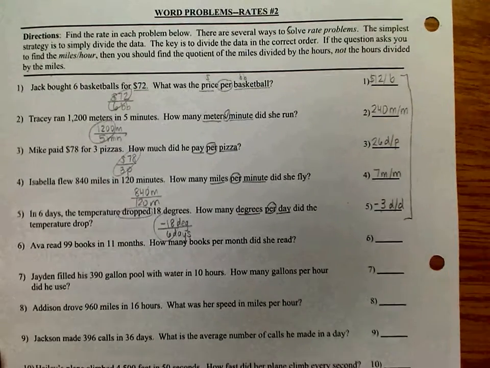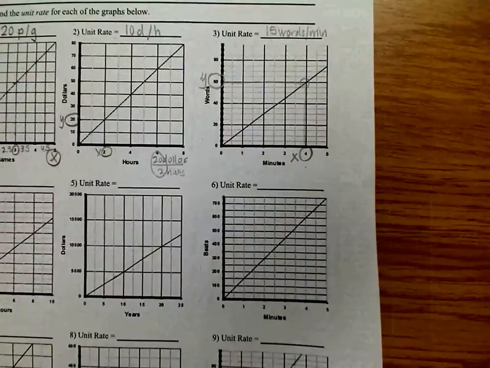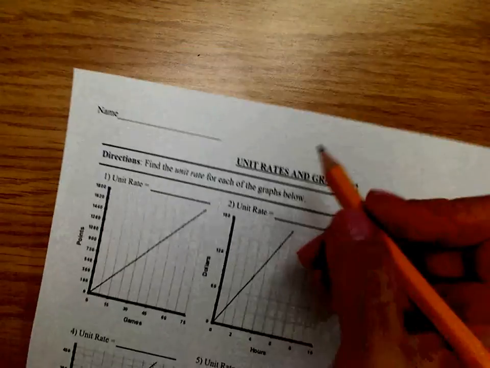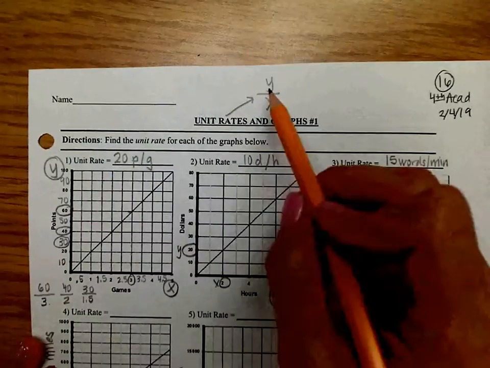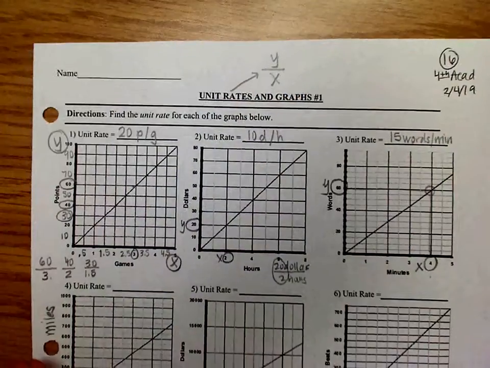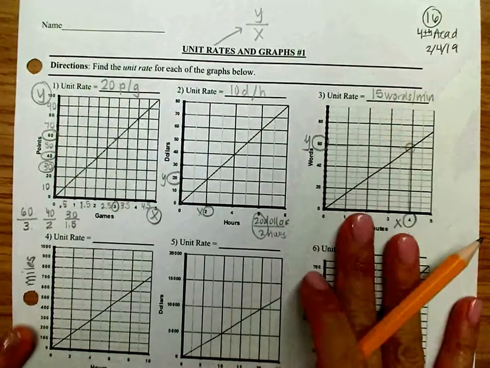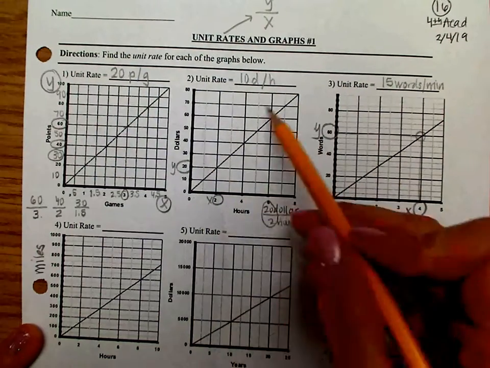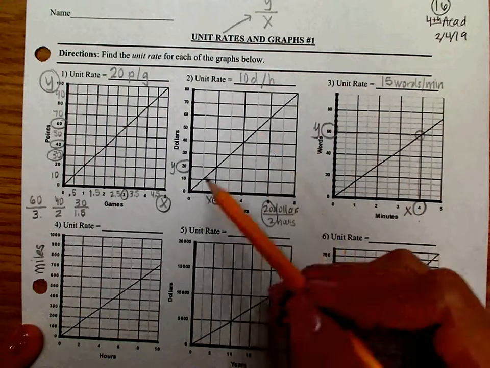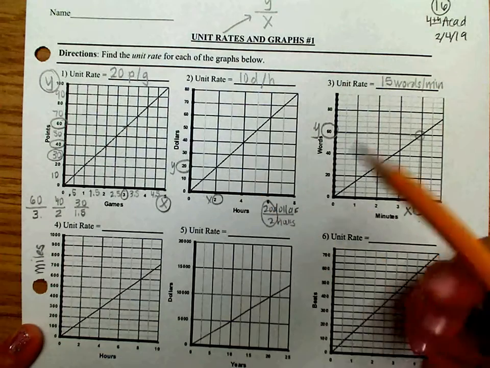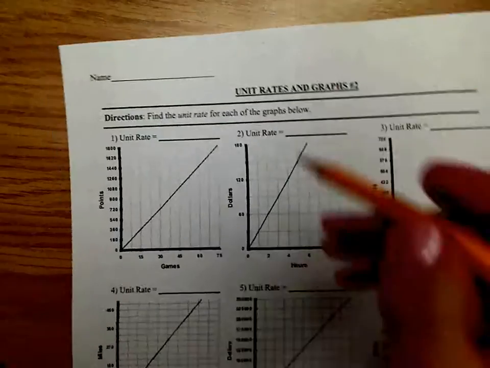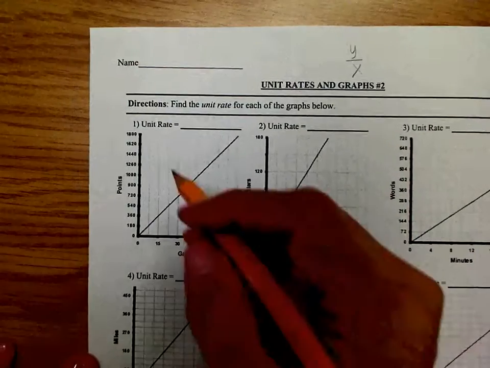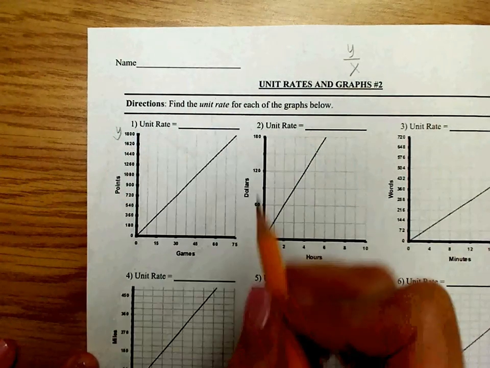And then we're going to go to the second worksheet, and you had to do the back. So remember what we wrote on the front of our worksheet: just take every y over x, and since these are proportional, which means they are straight and they go through the origin, you can pick any point that is part of the line, and you'll find your unit rate. So we'll go over here. Still going to remember y over x. So this is your y-axis, this is your x-axis.